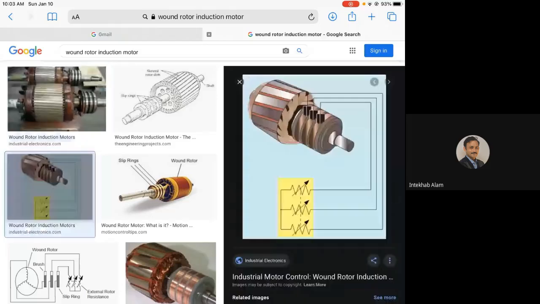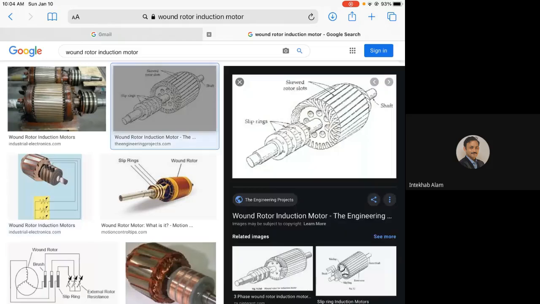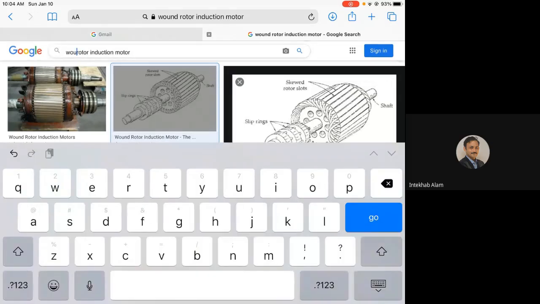This is not a squirrel cage. You can see that there are windings in the stator slot. You will find some windings. Is it okay? All these figures are of the wound rotor induction motor. And if we go for the squirrel cage, you can see the difference.